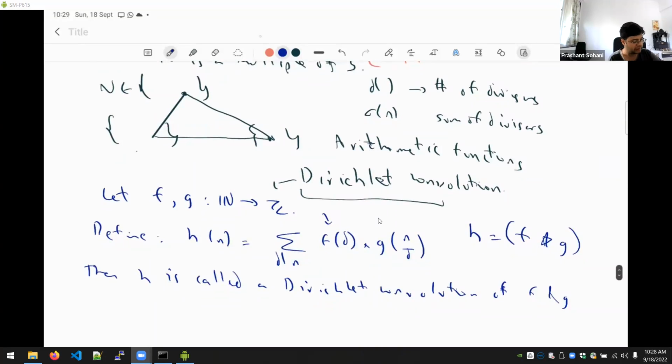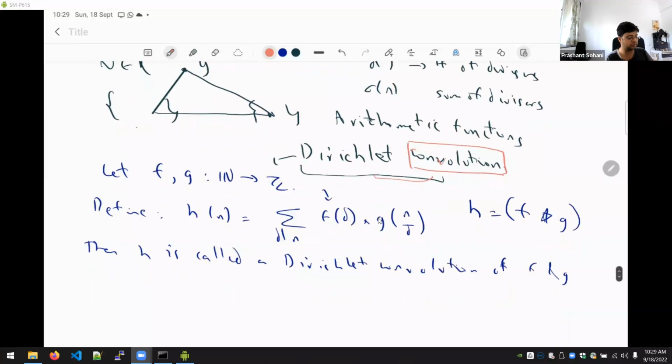We are at a very primitive stage where we don't know the meaning of the word convolution, but trust me, you are going to encounter convolution in a very big way later on when you enter any undergraduate engineering course, whether it be electrical engineering, computer science, or any other field. Convolution on its own has a very important role in all of engineering mathematics, but here we are dealing with a variety of convolution called Dirichlet convolution, which is more useful for number theory.